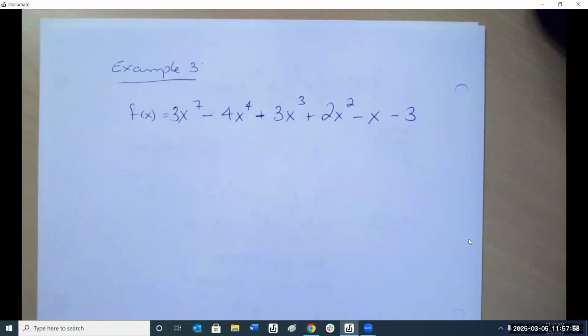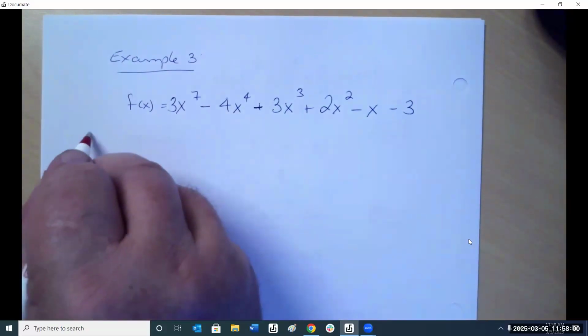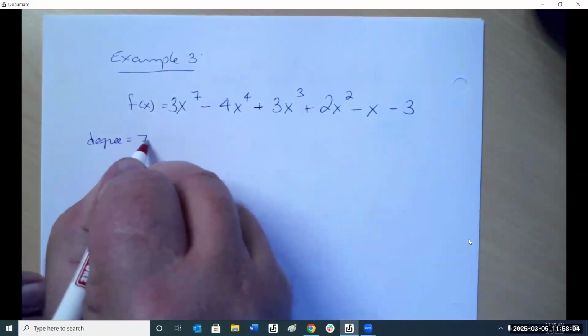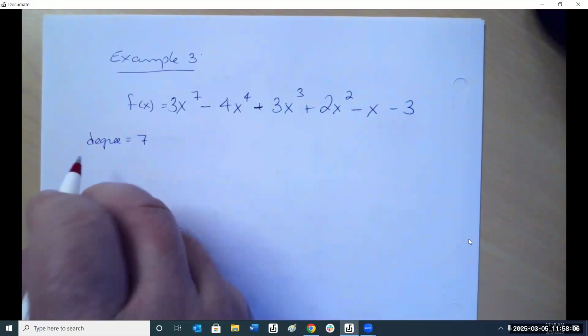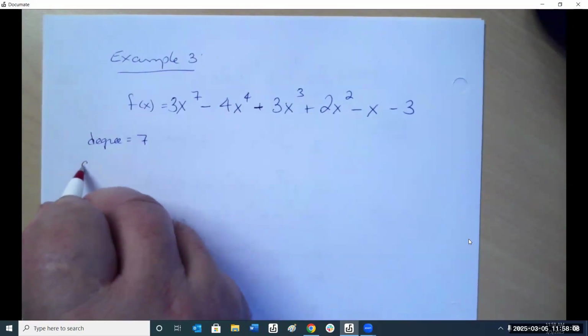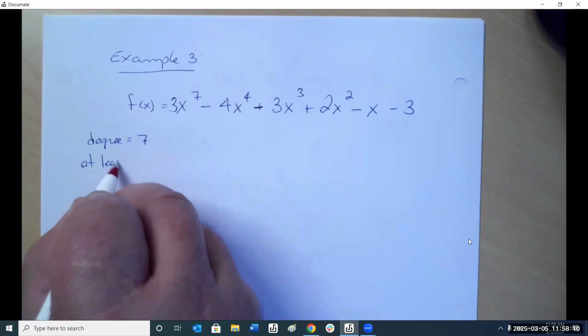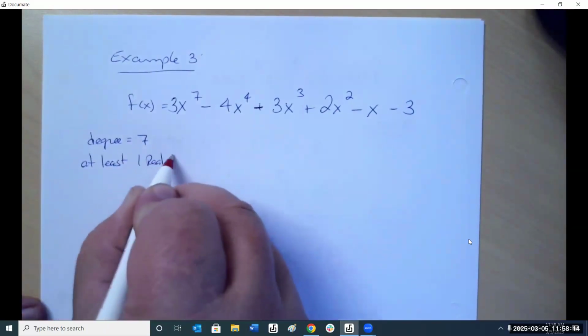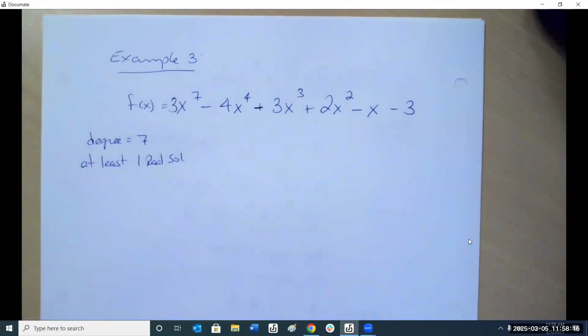So what's the degree of this polynomial? 7. Which means we have to have at least 1 real solution, because it's an odd degree. So tell me how many positives and negatives I'm going to have here.